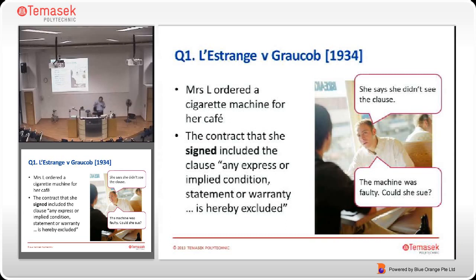So this case is to emphasize the point that when you sign something, you are bound. Even though it contains a ridiculous clause like that, you are bound. Of course, like I said, they are subject to certain qualifications nowadays, like in 2014, it's quite different.